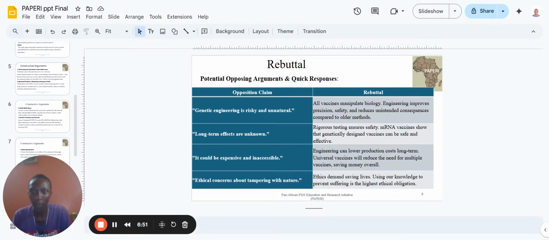The opposition claimed that it could be expensive and inaccessible to create these vaccines, but we rebut their claims and say engineering can lower production costs long term. Universal vaccines will reduce the need for multiple vaccines, therefore saving money in the overall run. The opposition claimed ethical concerns about tampering with nature, but we rebut their claims and say that ethics demands saving lives. Using our knowledge to prevent suffering is the highest ethical obligation we have as scientists.